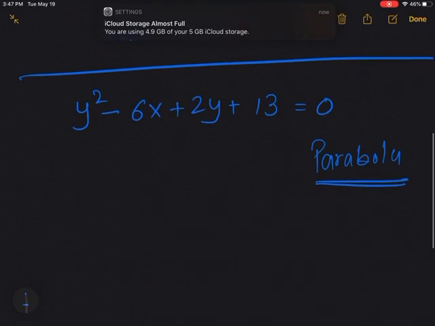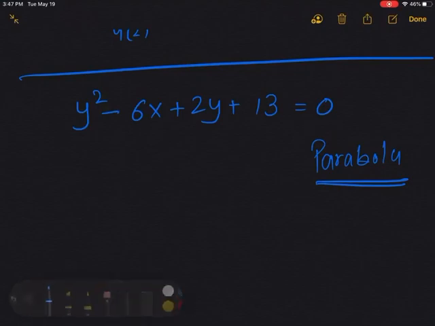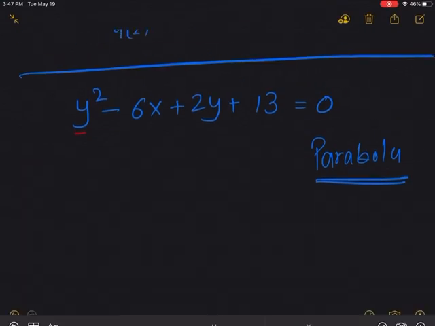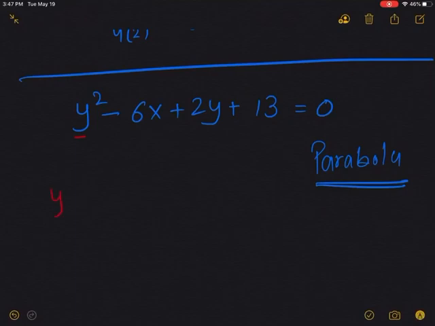For that, remember the square has to be a perfect square. This is where we complete the square. First, since y has the square, I need to complete the square for the y term. So I would group the y terms on one side of the equation. I would say y squared, then I have 2y, and then the rest of the stuff I'm going to move to the other side. So I have 6x and minus 13.